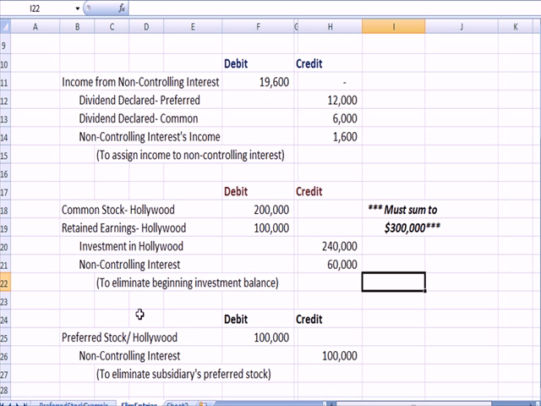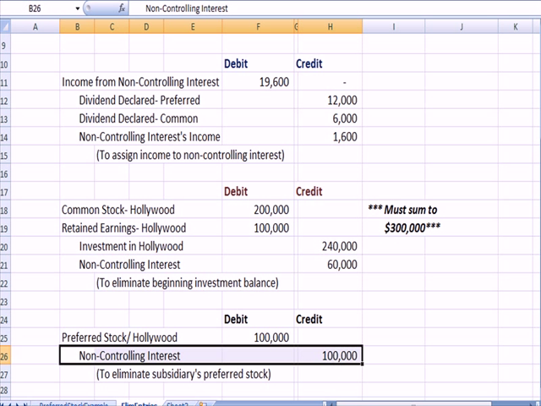And the last entry, we're simply going to remove the preferred stock that was issued by debiting. When we issue stock, it's a credit to equity. We're debiting to get rid of it. And we're crediting the non-controlling interest.